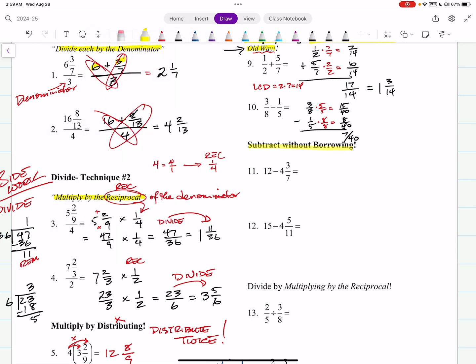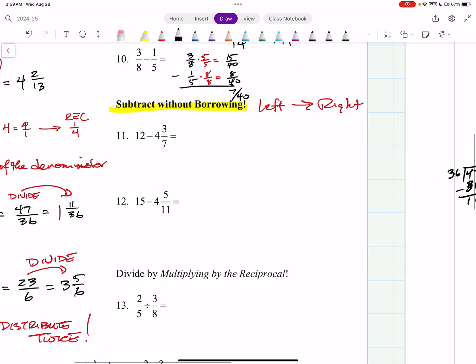Okay, subtraction without borrowing. So you want to subtract left to right. So I'm going to step it out. Here's my thinking. So let's just focus in on this. So I'm going to take 12 minus 4 minus the fraction.